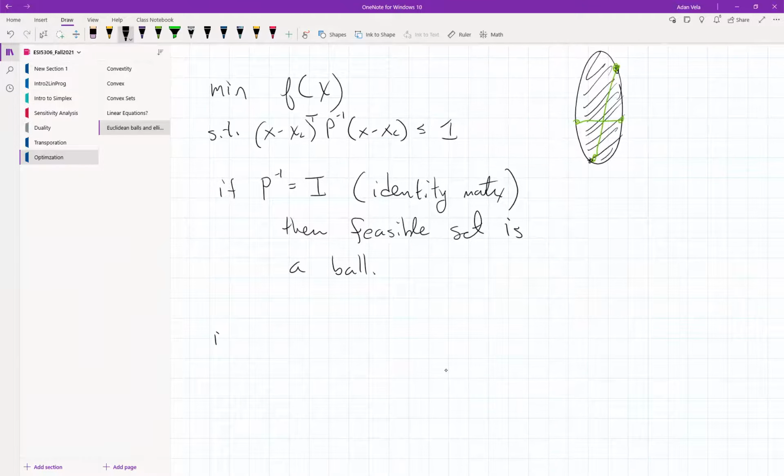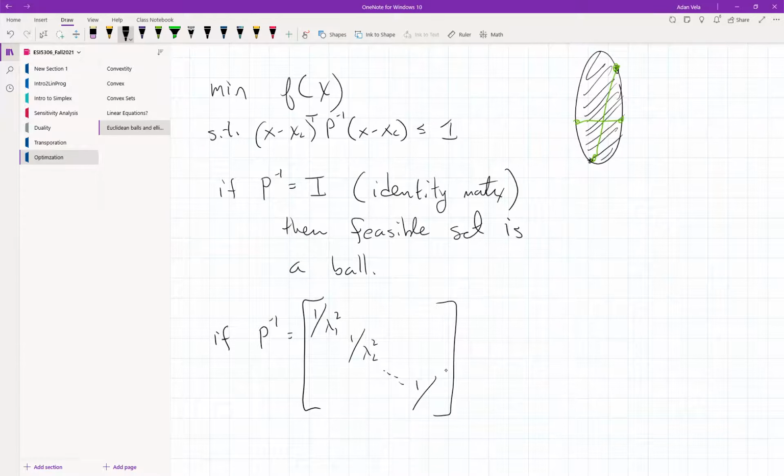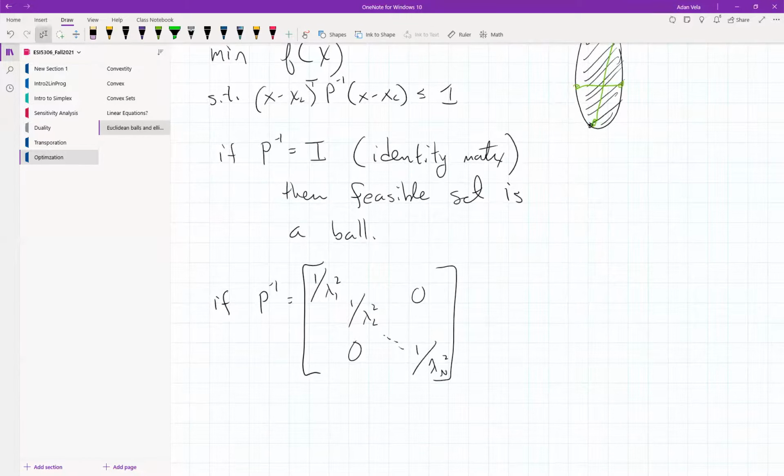Alternatively, if P inverse has this diagonal structure where we have values along the diagonal, here I'm going to write it as 1 over lambda n squared, and then zeros everywhere else. Well, that corresponds to an ellipse where lambda 1, 2, 3, 4, 5 all the way to n correspond to the major and minor axes of the ellipse.